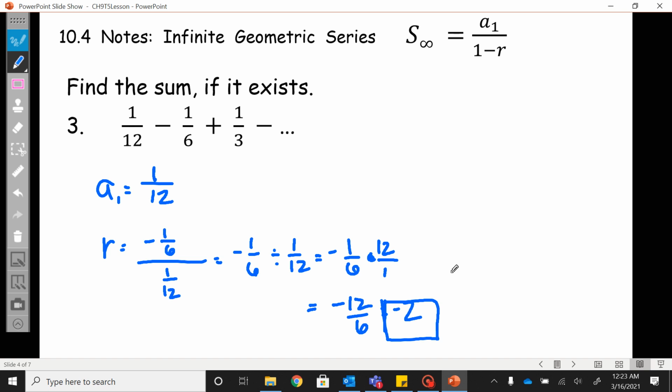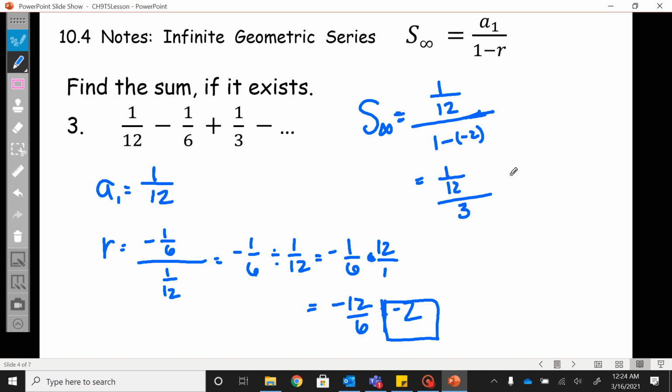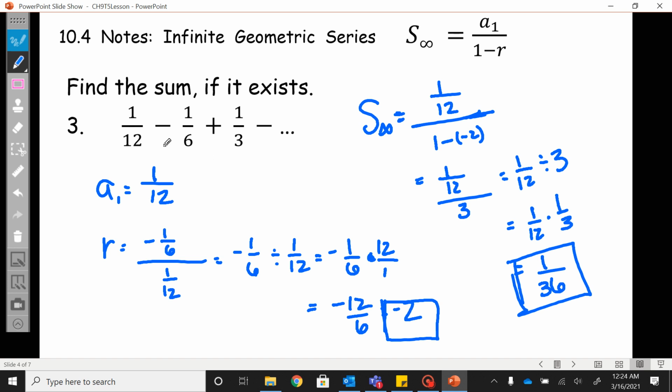Okay, so the ratio here is negative 2, which is not bigger than 1. Okay, so we can use it, because that's not larger than 1. So this infinite series is equal to the first term, 1 over 12, divided by 1 minus r, so 1 minus negative 2. That's 1 plus 2, which is 3. Okay, so we write that as 1 over 12 divided by 3. So rewriting that as multiplication, 1 over 12 times 1/3 is 1 over 36. So our infinite series here, 1/12 minus 1/6 plus 1/3, is 1 over 36. This is what it all adds up to if you keep going to infinity, 1 over 36.